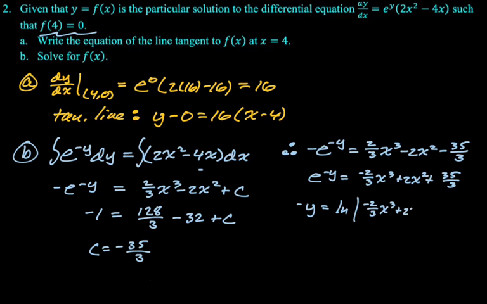I don't know why I'm making you watch me write that, but apparently I am. And then finally, I'm going to multiply through by a negative again. So I get y equals negative natural log, absolute value, of negative 2/3 x cubed plus 2x squared plus 35 over 3. It's a very gross answer, but I'm pretty sure that it's right.